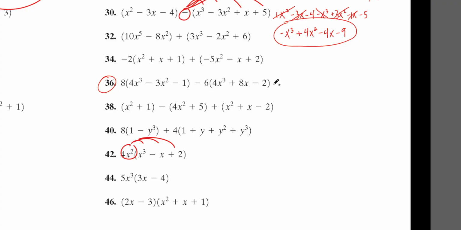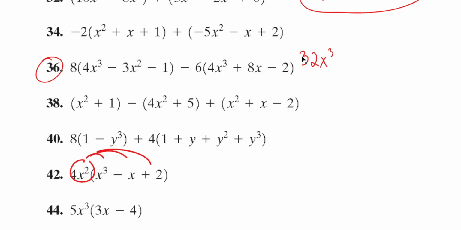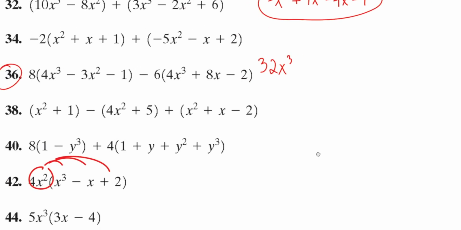So 8 times 4, what's 8 fours? 32. And then x cubed. Can I make it a little bit bigger. All right. And then it's 8 times negative, so this is a minus. I'm going to put minus. 8 times 3. What's 8 times 3?